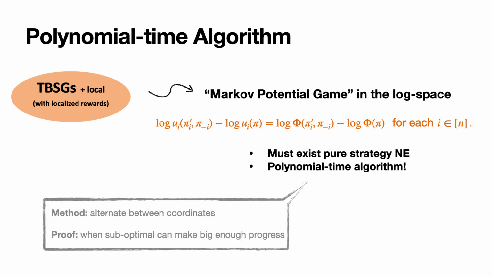The polynomial time algorithm we consider is a type of method that basically just alternates between the coordinates, and we prove it converges in polynomial time. By showing that at every suboptimal point, we are able to make big enough progress in terms of the potential function, this helps us to show that the alternating coordinate-wise algorithm indeed is a polynomial time algorithm, and this class of localized reward turn-based games indeed is a class of games that can be efficiently solved.